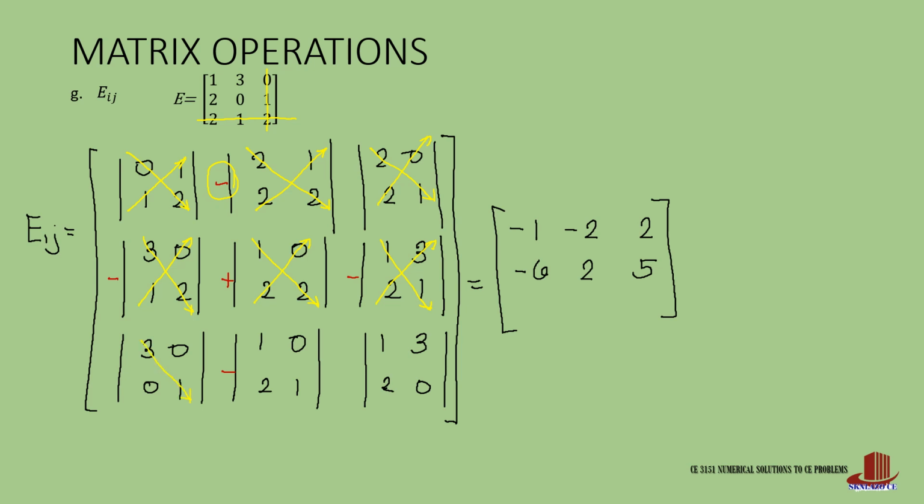3 times 1 is 3, minus 0 is still 3, positive. 1 times 1 minus 0 would still be 1, taking it as the negative. And 1 times 0 minus 6 would give us negative 6. And this would be our cofactor of matrix E.